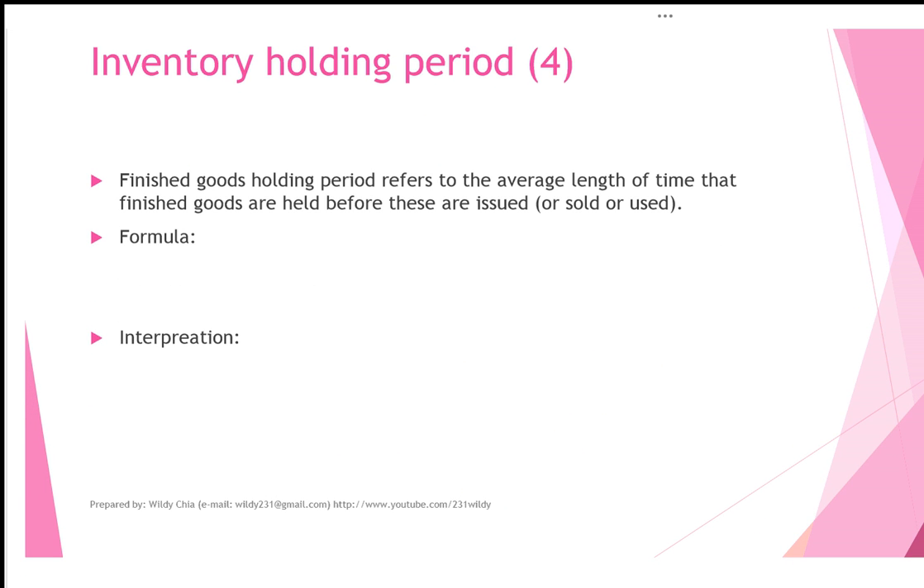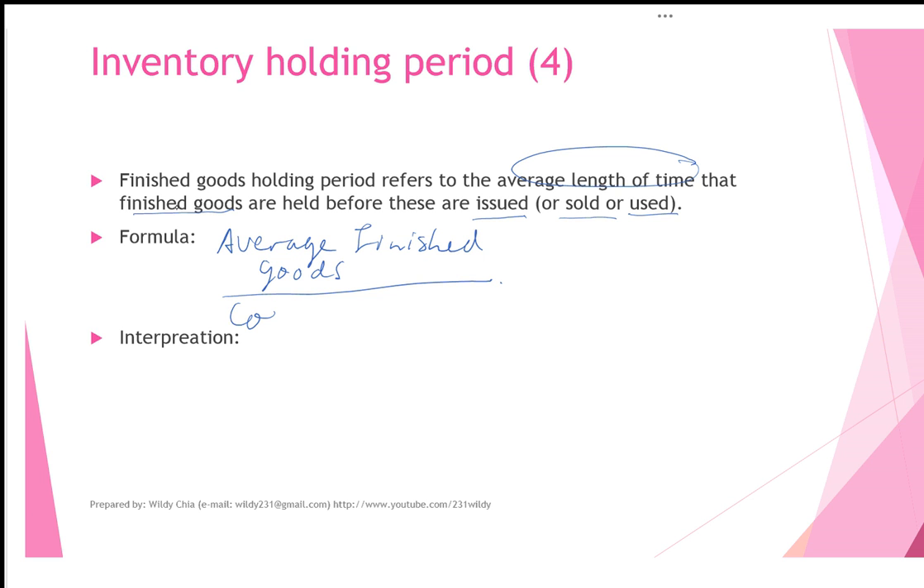The last one, finished good holding period. The finished good holding period is quite important because it measures, on average, how long finished goods are held before these are issued, sold, or used. This is calculated very simply using the formula: average finished goods inventory divided by the cost of sales.